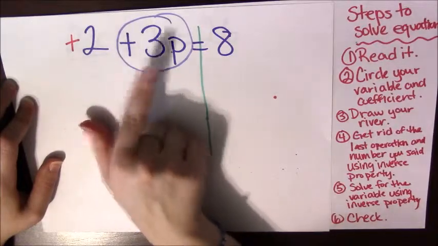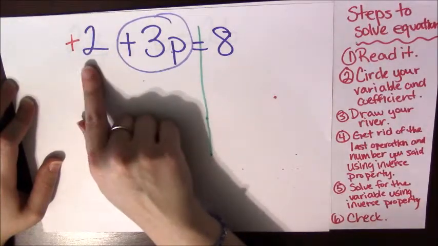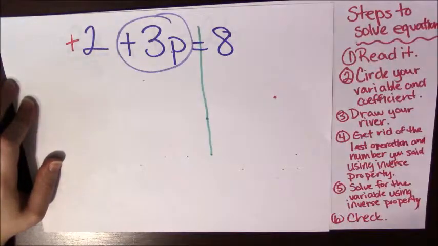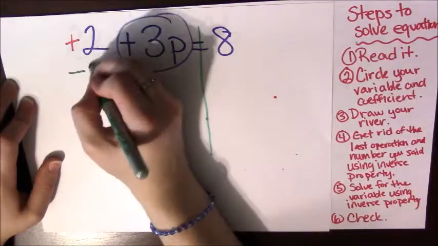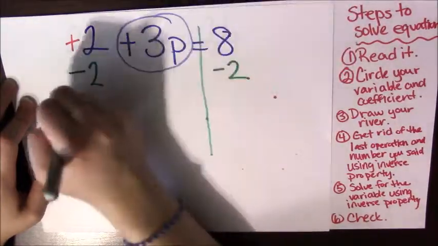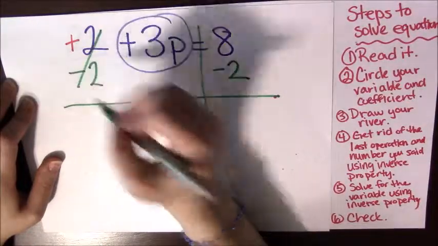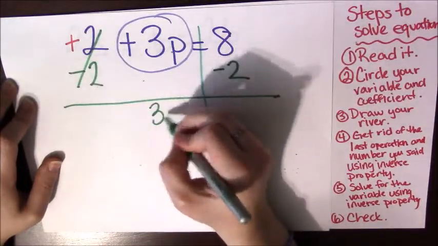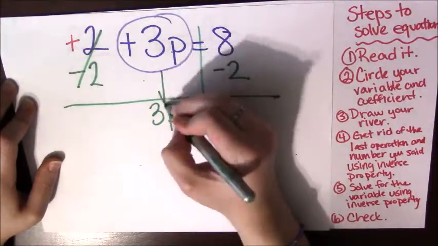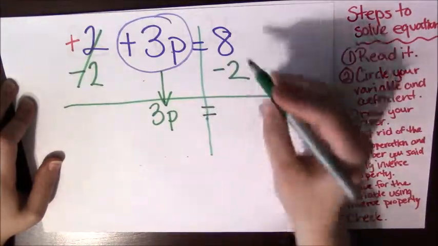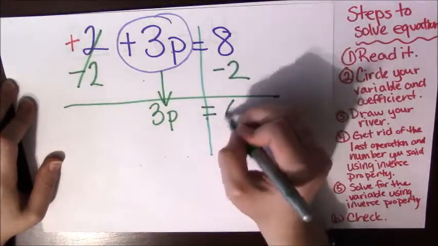So how do I get rid of what I didn't circle? Positive 2. What's the opposite of positive 2? It must be minus 2. So I subtract 2 from both sides. They cancel. 3p is what I'm left over with on this side. Bring it straight down. Equals 8 minus 2 is 6.